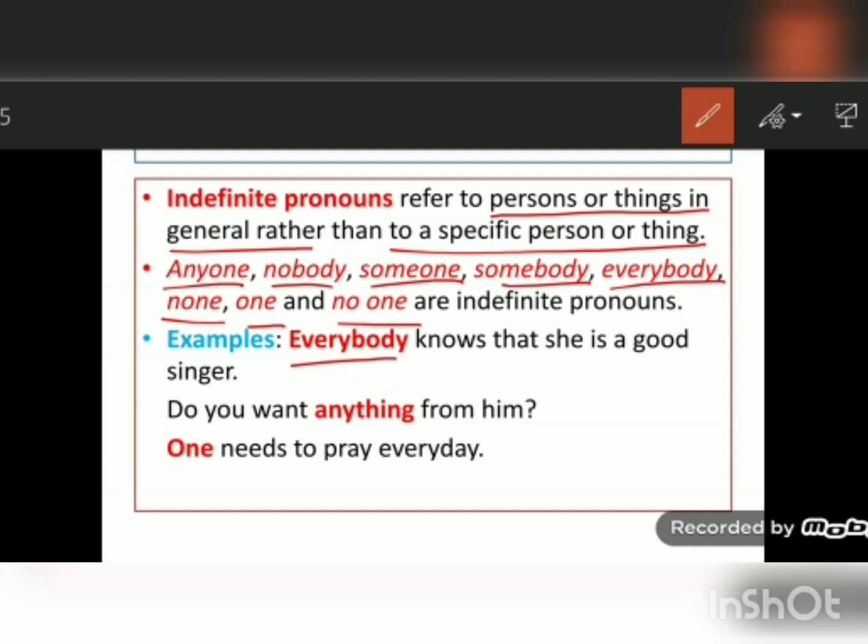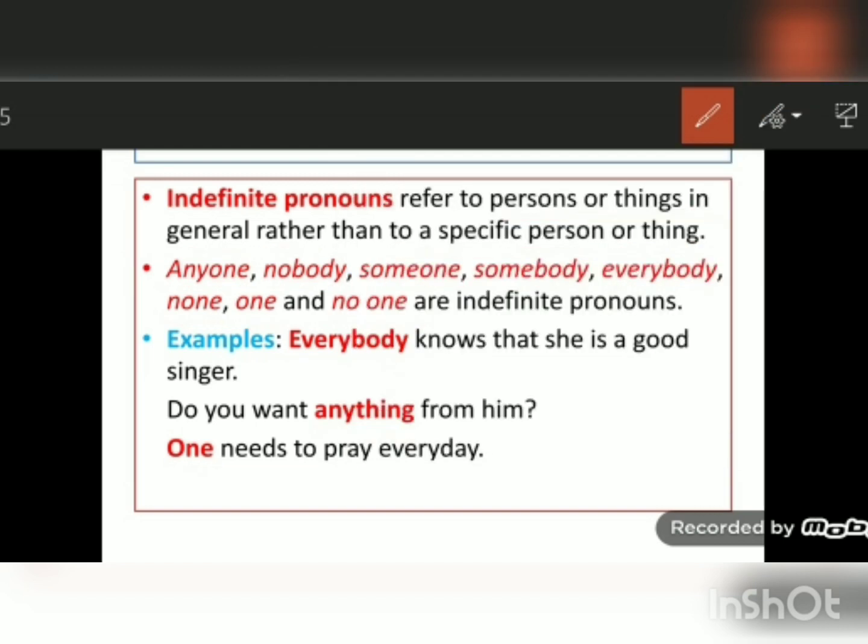Do you want anything from him? Anything doesn't mean a specific thing. One needs to pray every day. This is in general, we say that one should pray every day. So these are indefinite pronouns, which refer to persons or things in general rather than a specific person or thing.